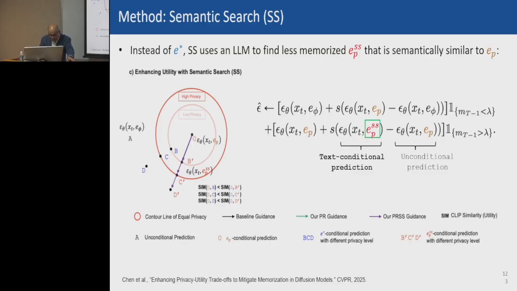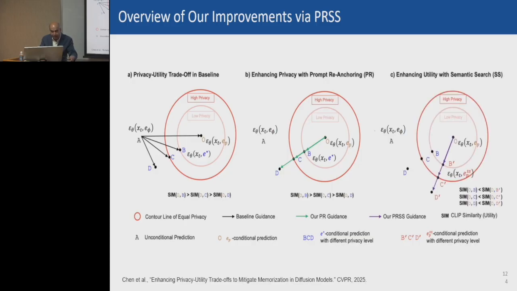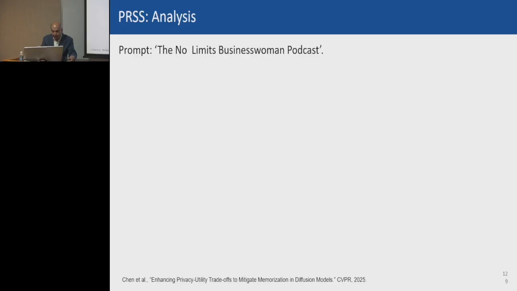So that's the idea here, that we made two changes. One is re-encoding the prompt, and here we use the semantic similarity to get a different prompt using the large language model. So then we have the final method, which is shown here, and let's look at what it does. So now the prompt is the No Limits Businesswoman podcast.